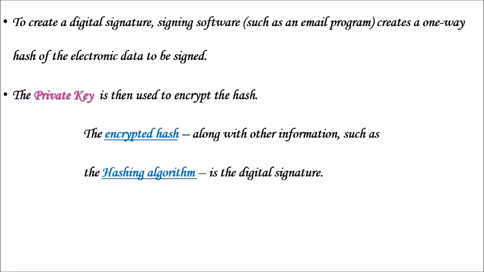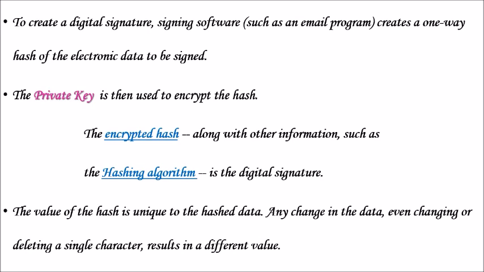The private key is then used to encrypt the hash. The encrypted hash, along with other information such as the hashing algorithm, is the digital signature. The reason for encrypting the hash instead of the entire message or document is that a hash function can convert an arbitrary input into a fixed length value, which is usually much shorter. This saves time since hashing is much faster than signing.